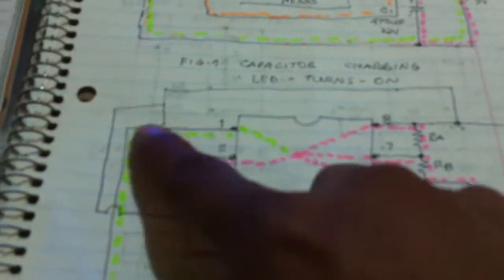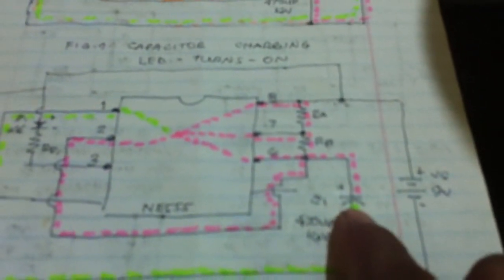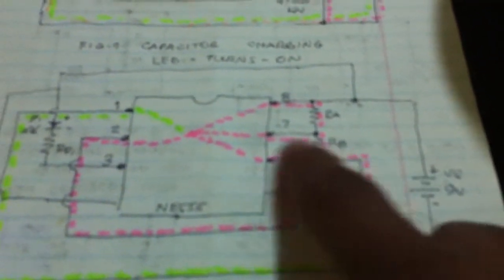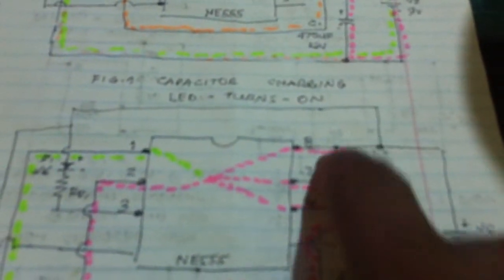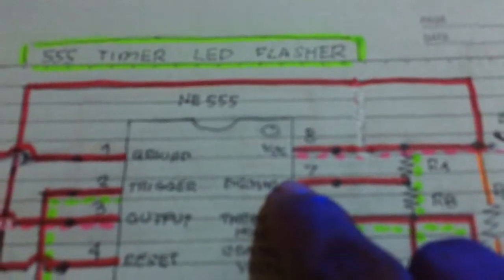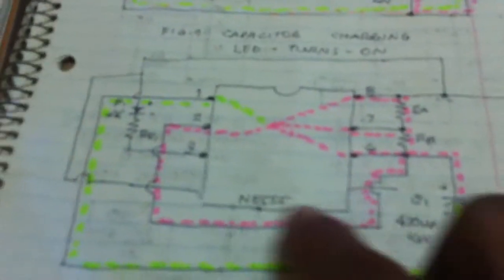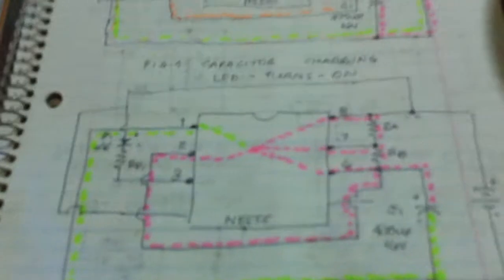So the majority of the current flows here into the ground of the IC, with the discharging effect of the capacitor through RB and RA. It discharges. This is the discharge terminal 7. So it discharges through here, to here, and also here, and to the ground, shorting this LED.